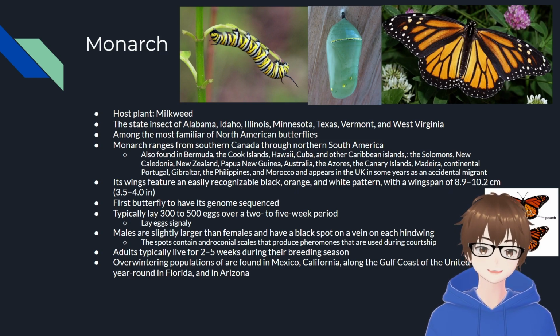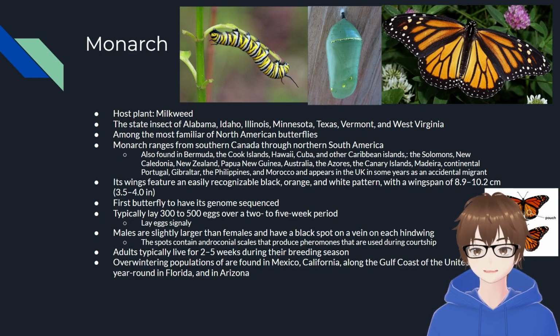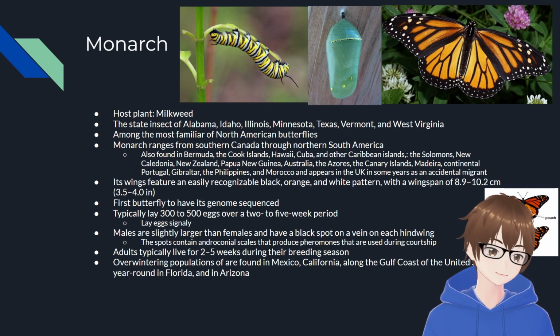Those are most of them, if not all. And among the most familiar North American butterfly. But the monarch also ranges from southern Canada through northern South America. Also found in Bermuda, Cook Islands, Hawaii, Cuba, other Caribbean islands, the Solomons, New Zealand, Papua New Guinea, Australia, Canary Islands, Portugal, Philippines, Morocco, and also appears in the UK sometimes by accident. So it's basically a large percentage of the world.